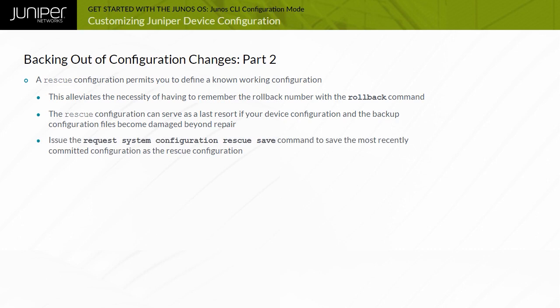To save the most recently committed configuration as the rescue configuration, so that you can return to it at any time, issue the Request System Configuration Rescue Save command. To return to the rescue configuration, use the Rollback Rescue Configuration Mode command. To commit the rescue configuration, thereby activating it, use the Commit command.